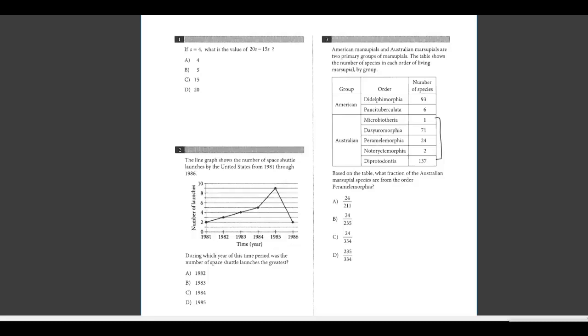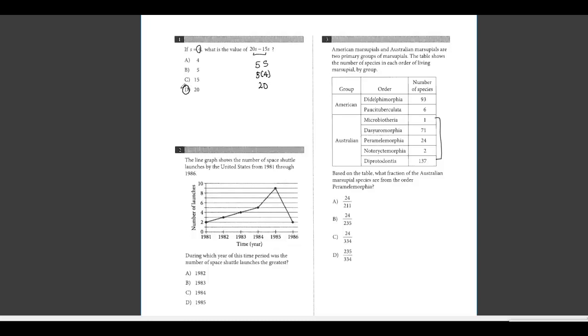Now let's go over section 4. Number 1: s is 4, what is the value of 20s minus 15s? Maybe you can simplify 20s minus 15s, which is 5s. After that, you can plug in this number. 5 times 4 is 20.